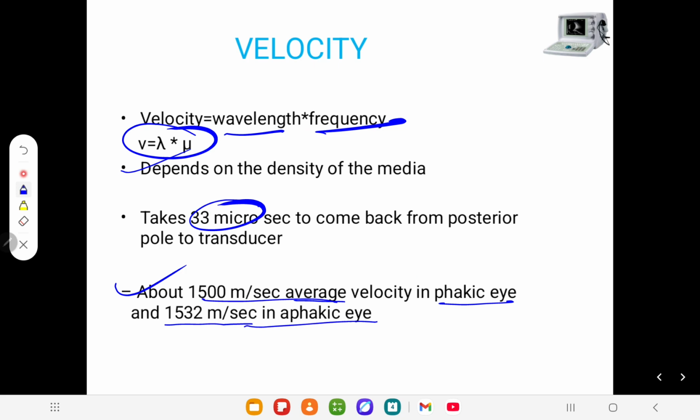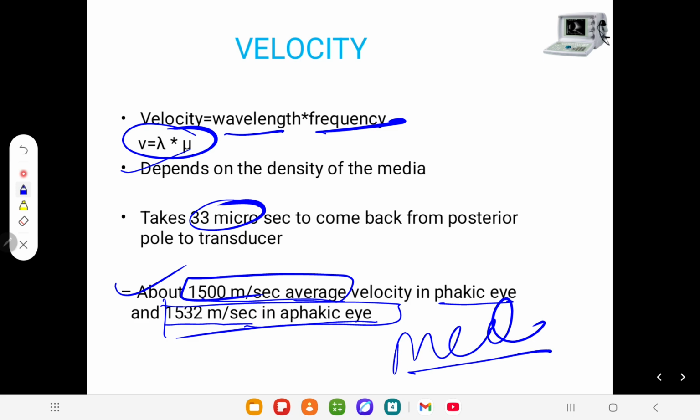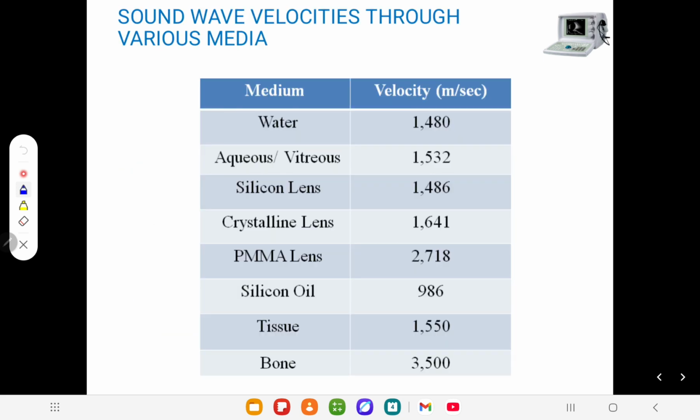There is a chance these numbers come in your MCQs. It's very important, sometimes asked in MCQs. Just remember these terms, okay?